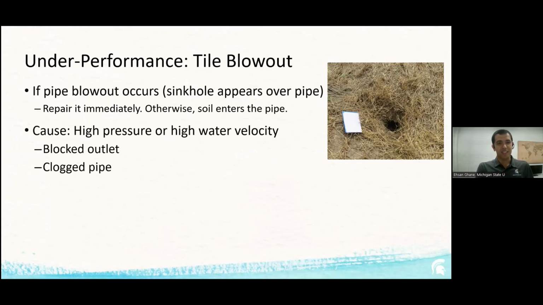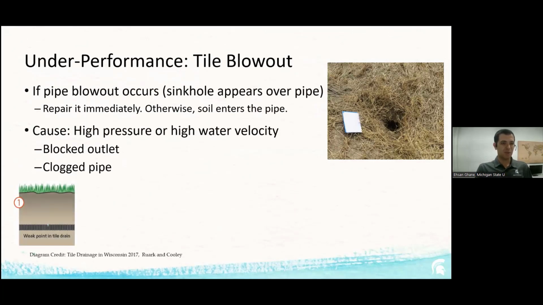The cause is high pressure in the pipe or high water velocity. That's another case that I talk about in the drainage workshop. For here, high pressure comes from a blocked outlet, which I mentioned, the rodent, or that's why you need to have the rat guard, and also a clogged pipe. It could be root clogging or sediment clogging.